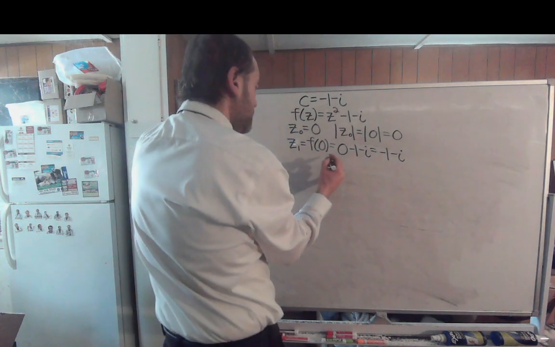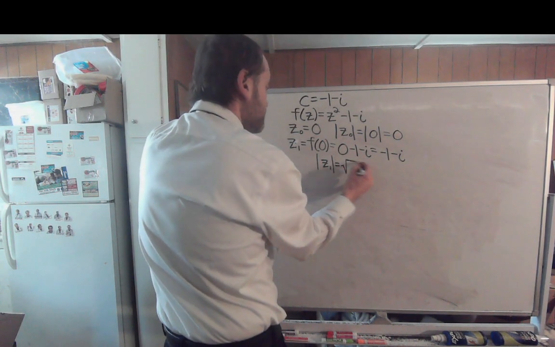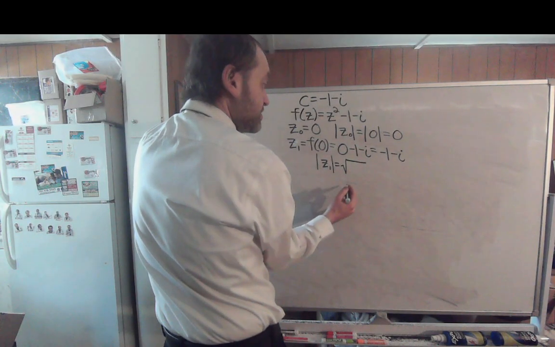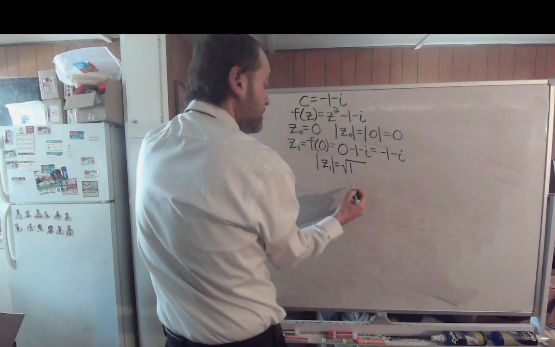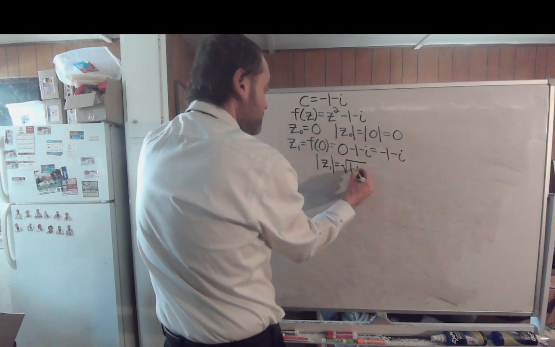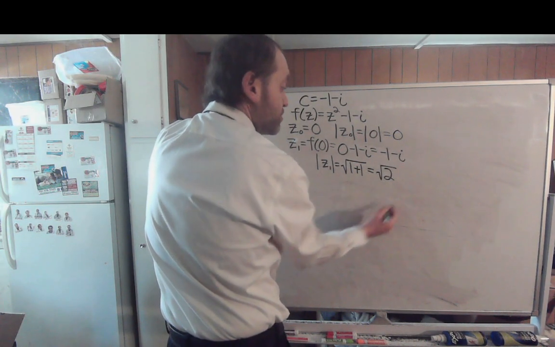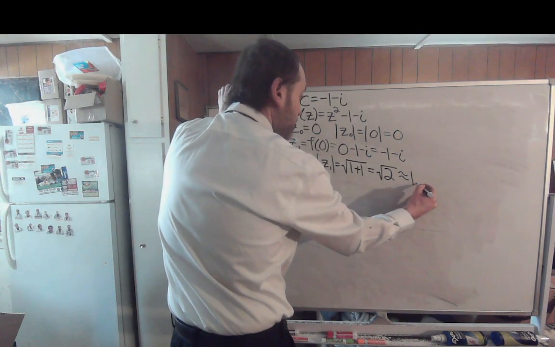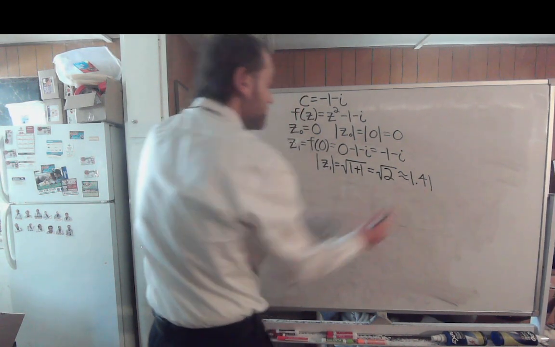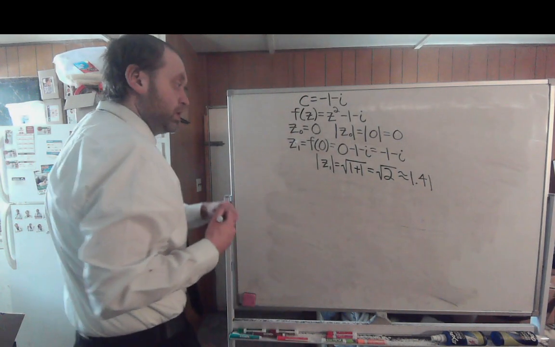Okay, so let's find the absolute value of z sub 1. That's going to equal the square root of your a term squared, so negative 1 squared is 1, plus your b squared, that'd be also negative 1 squared, which would be plus 1. That's the square root of 2, which is approximately equal to 1.41. So the absolute value of z sub 1 is approximately 1.41.